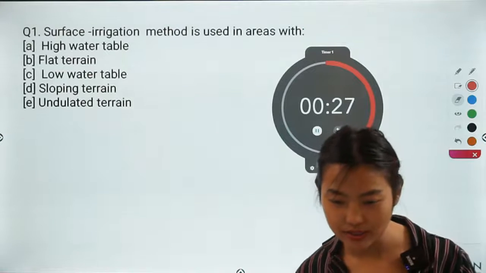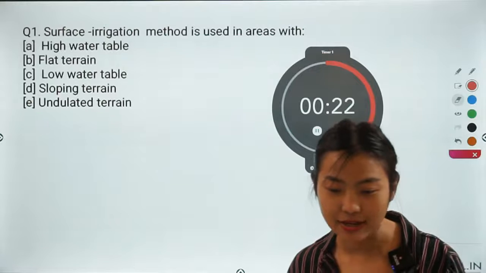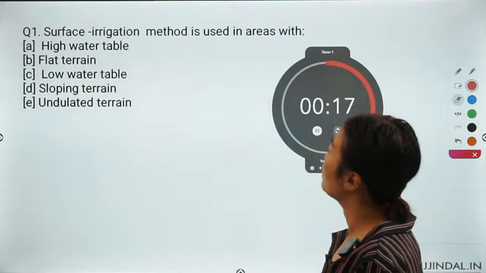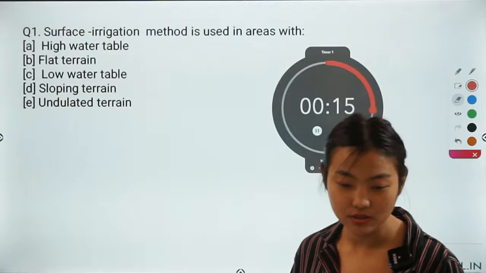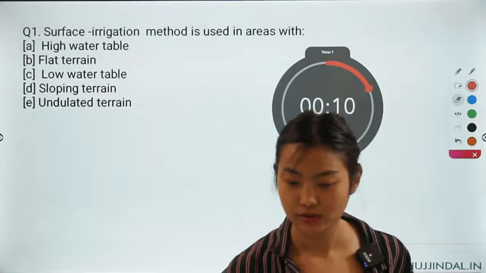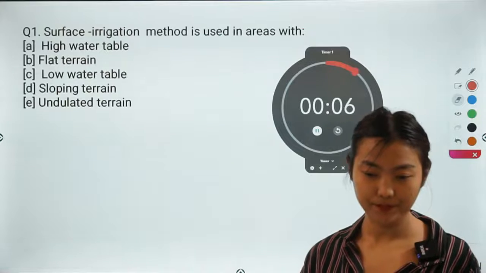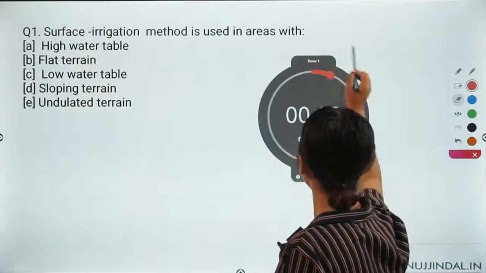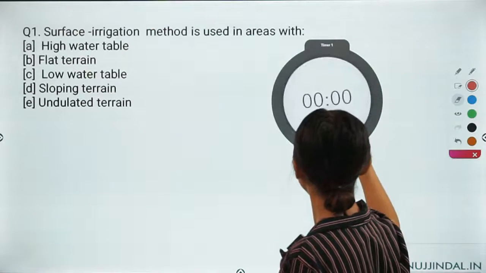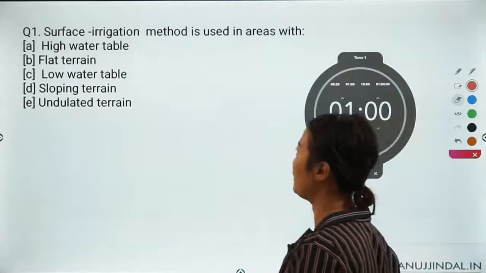Okay, we're starting to get answers. Nilesh is saying flat terrain. Shushant is saying A, which is high water table, right? Harsh is also saying flat. Okay, let me stop the timer. All right, so the right answer for this is actually B, which is flat terrain.